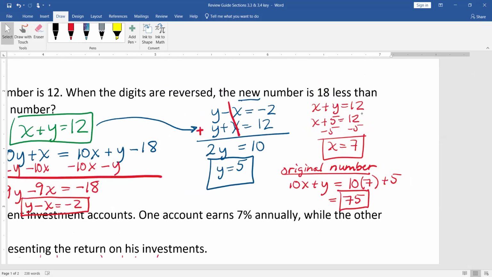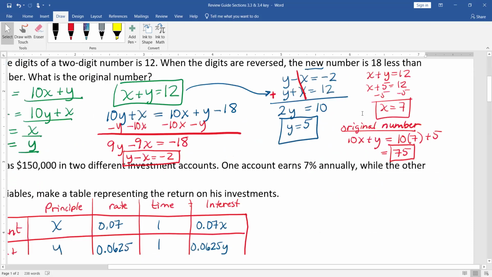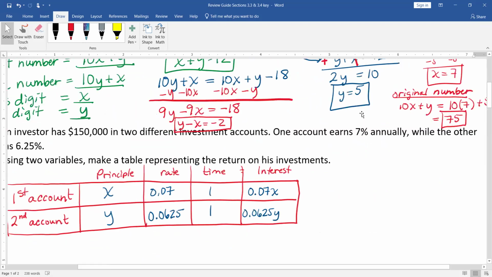And that's it. I didn't mean to spend this much time, but I did. All right.